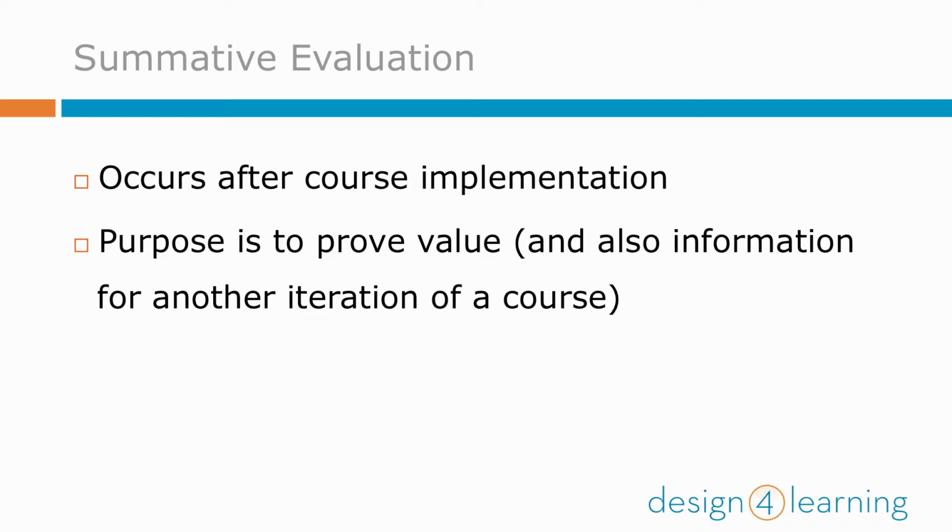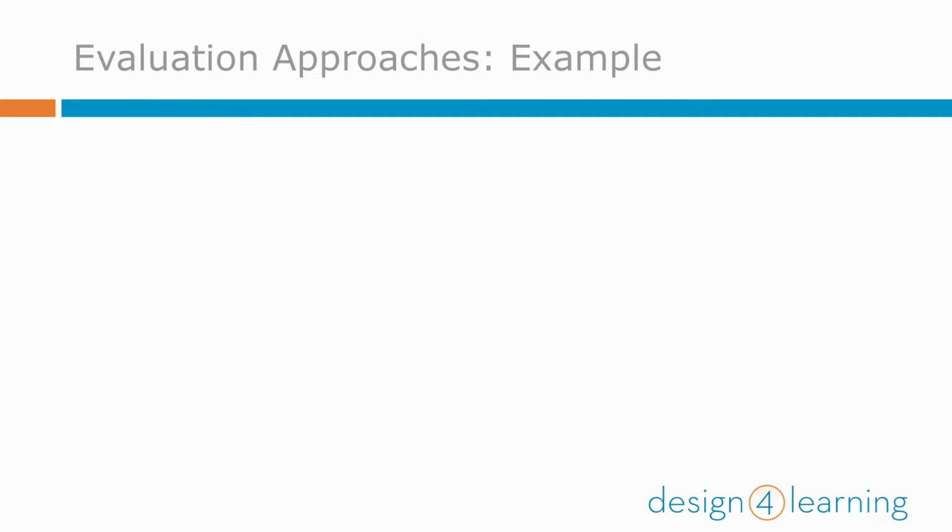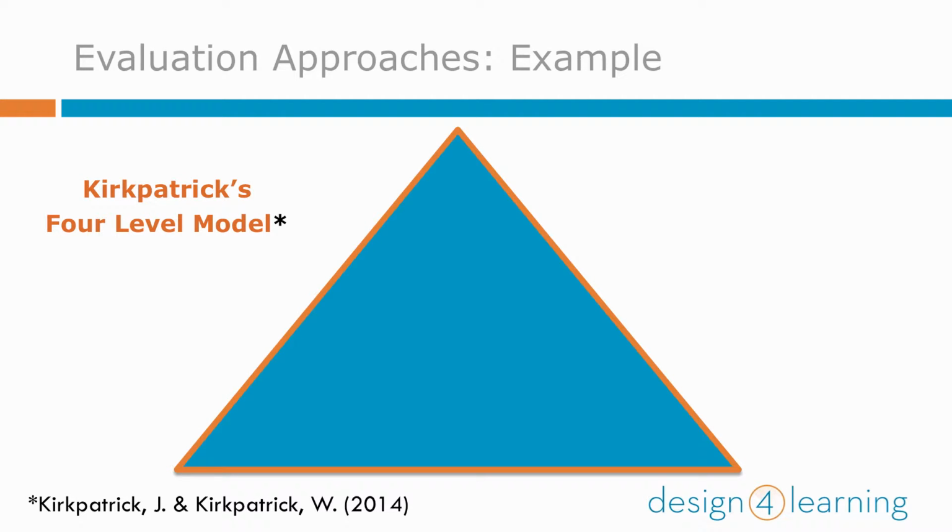Your summative evaluation may involve gathering information from multiple sources, including focus groups, interviews, and surveys, to find out if the course goals were met. There are a number of evaluation models or approaches that could prove useful. One of them is Kirkpatrick's hierarchy of evaluation, generally referred to as his 4-level model. As with most models, it's not without some criticism. Still, the model has been around for a long time and is still used, including more recently in online learning.